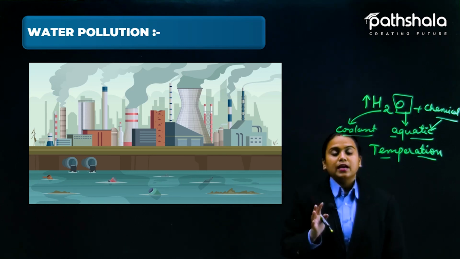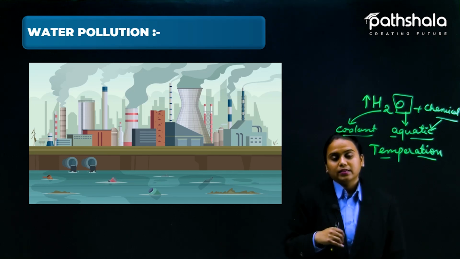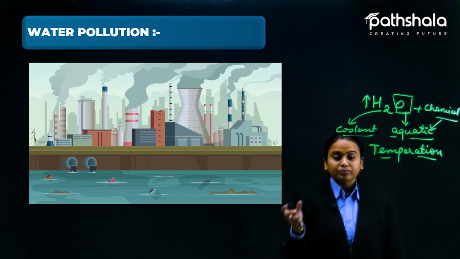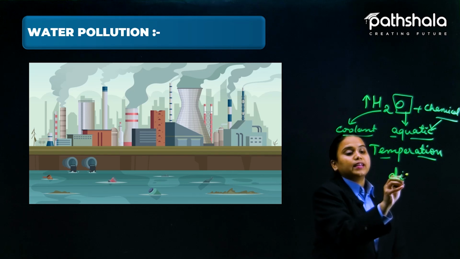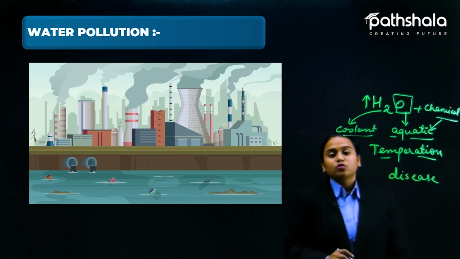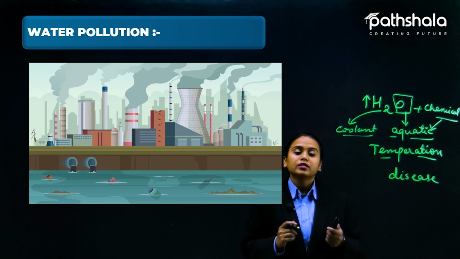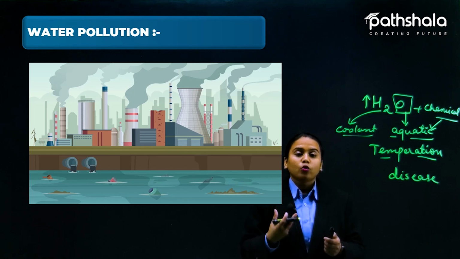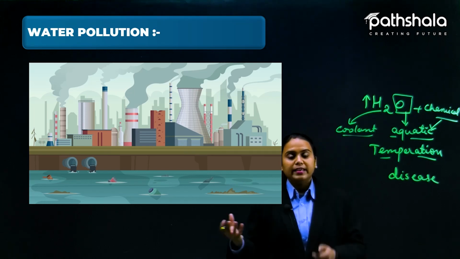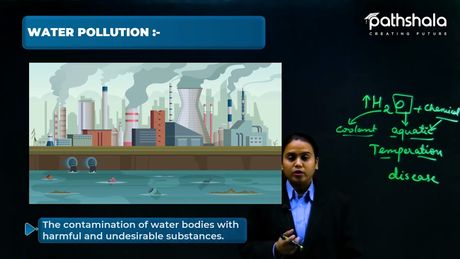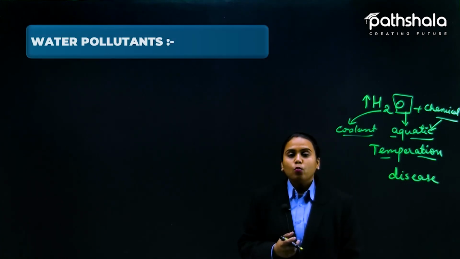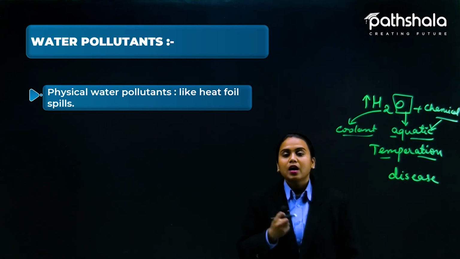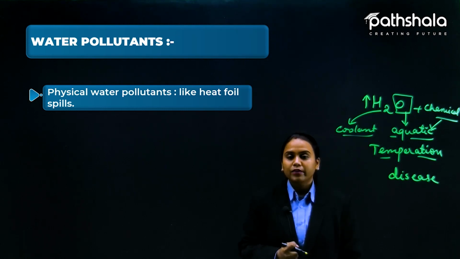Now not only this, even we people are suffering from this. How? Because the discharged water with chemicals is causing lots of diseases in the human body. These diseases are also harming us, like jaundice and typhoid. There are lots of kinds of diseases which are spread through these chemical-based water bodies. Okay, so what other points can we cover with water pollution? The physical water pollutants, like heat foil spills.